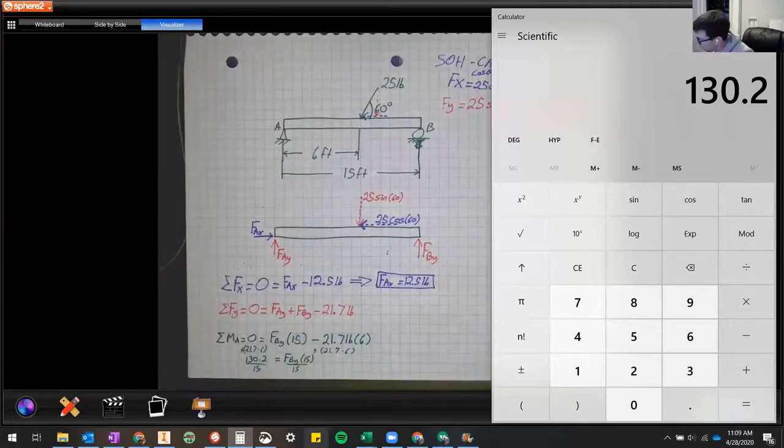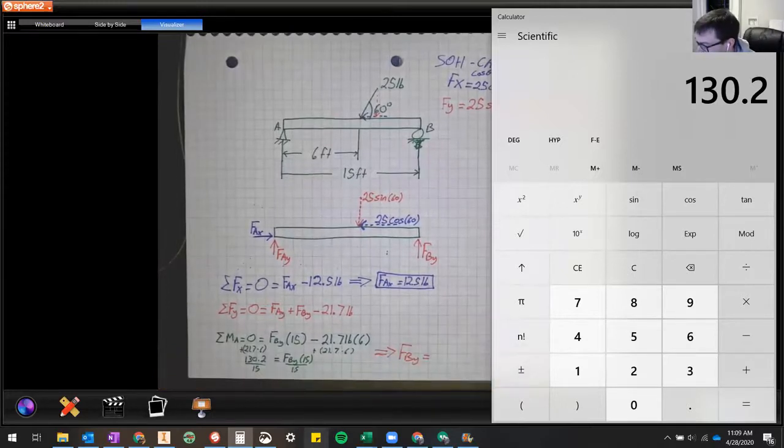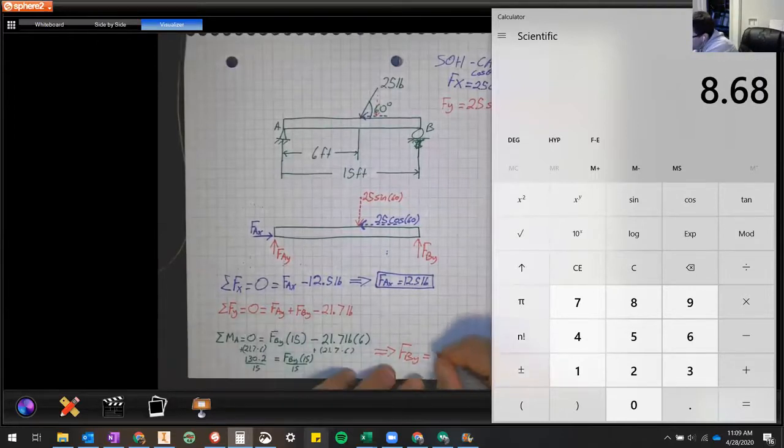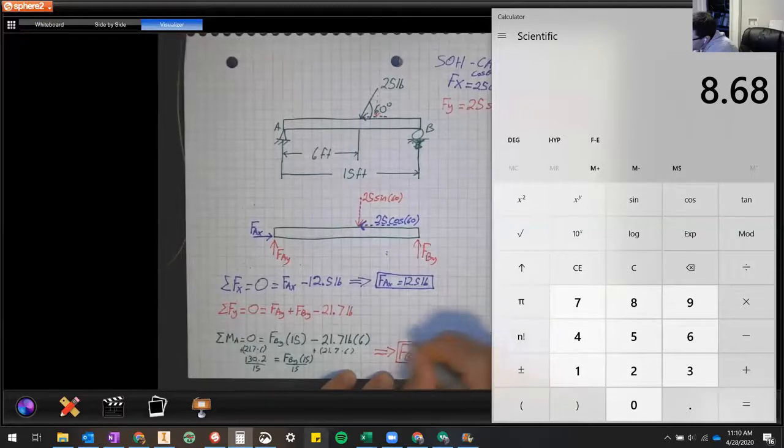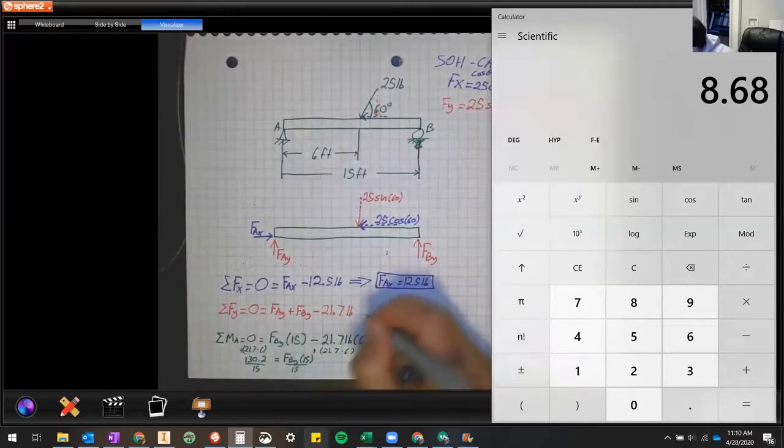Now over here, I can write FBY is equal to 130.2 divided by 15, 8.68 pounds. So there's another answer. Okay, so FBY is 8.68 because I rearranged and did all of that. So now I can plug in over here.